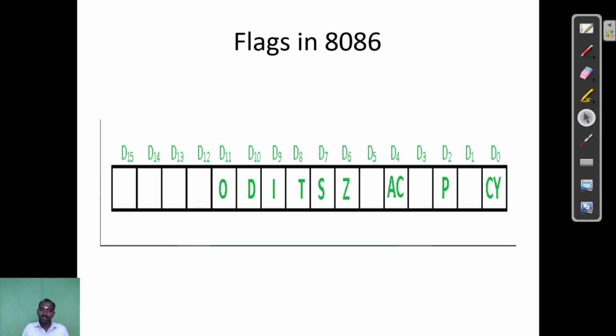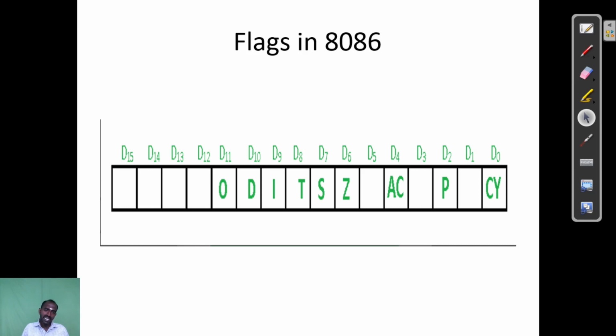Next, the interrupt flag. If it is 1, the external maskable interrupts are recognized. If it is 0, that means the interrupts are disabled. Next, the last flag is the trace flag. This is used for debugging the program. The trace flag is used to debug the program.